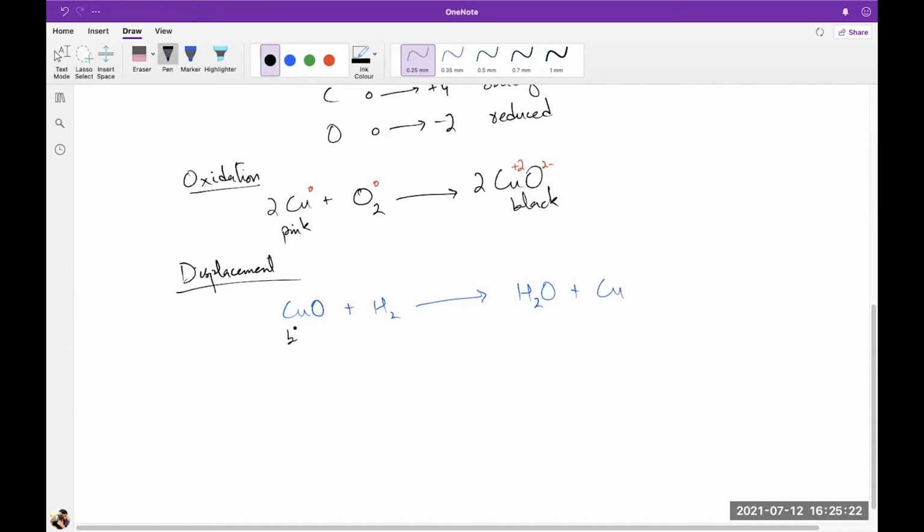The colors are like this. Copper oxide is black, and copper is pink. And because the temperature is high, this is steam, this is gas. Usually it's done like this. You have copper oxide powder here. You push hot hydrogen gas in there. And then you dissolve that thing. So you take that thing and you put it in water.